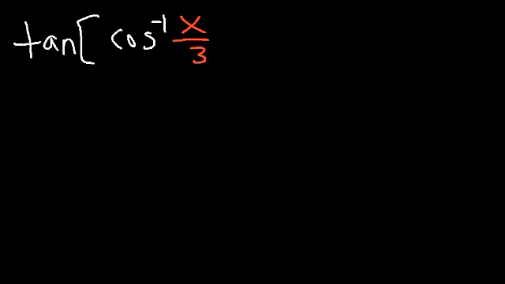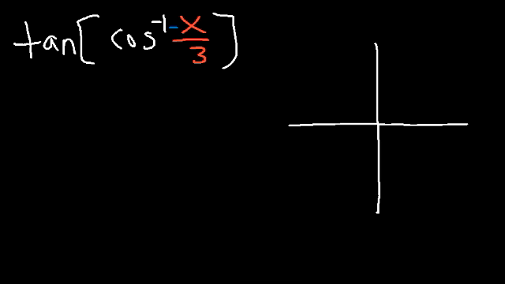Now let's try one more example. Tangent inverse cosine x divided by 3. What would you do if you saw that on a test? And let's put a negative sign in front of it. So inverse cosine is negative in quadrant 2. So here's the box, here's theta.